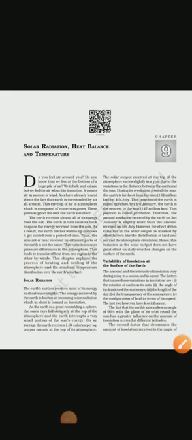Very good morning, students. Today we are going to deal with a new chapter: solar radiation, heat balance, and temperature. Students, the sun radiates heat and light energy in all directions, and this is known as solar radiation. The amount of solar radiation reaching a given area is called insolation.